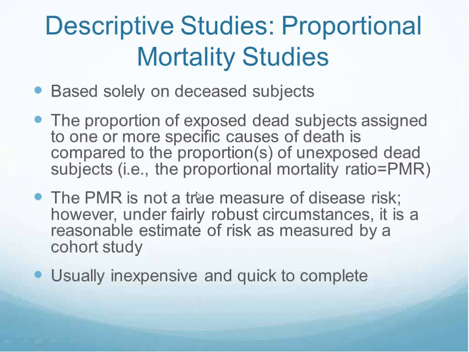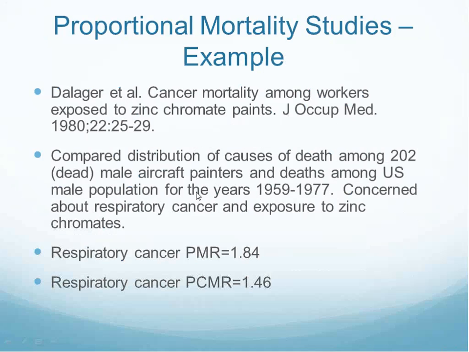So these are quite common in occupational studies among large groups of workers or industries looking at various things. I mentioned the polyvinyl chloride workers previously. Another classic example here is cancer mortality among workers exposed to zinc chromate paint. By now, most people accept, and IARC has designated, that hexavalent chromium is a lung carcinogen. But back when this paper came out, that wasn't the case.